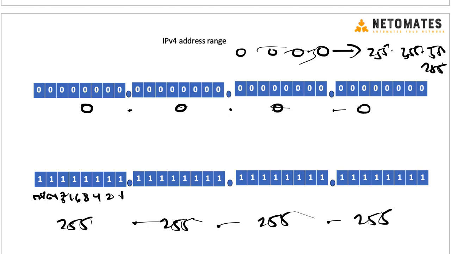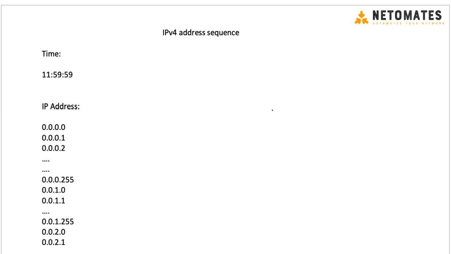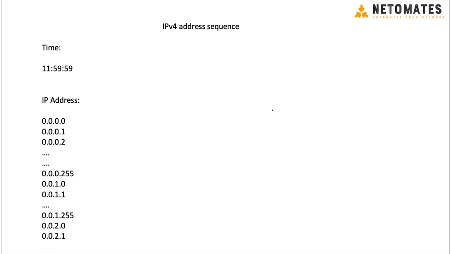So how does it go from one address to the next address? Let's look at the IPv4 address sequence. Let's take an example of time. Suppose the current time is 11 hours 59 minutes 59 seconds. After 1 second, what will be the time? It's 12:00:00.